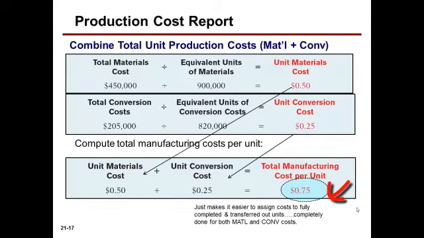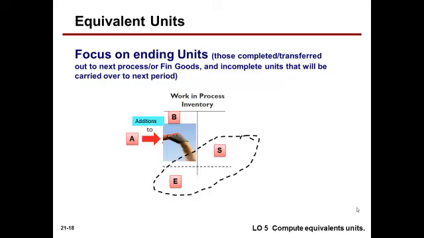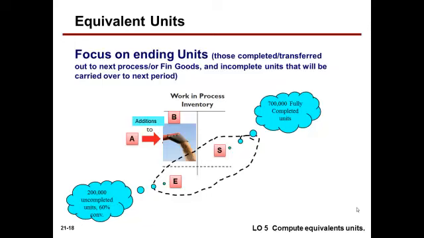Just to make it easier to assign costs to fully completed and transferred out units, completely done for both material and conversion costs. Once we have those respective unit costs, we'll use them for our fully completed units of 700,000 and the 200,000 units not fully completed at month end. We will cost out both of these S and E inventory statuses.